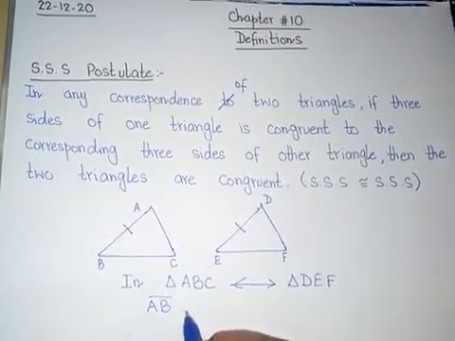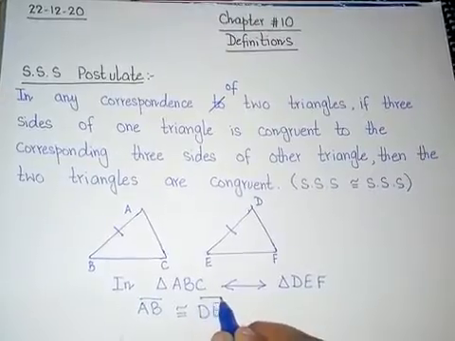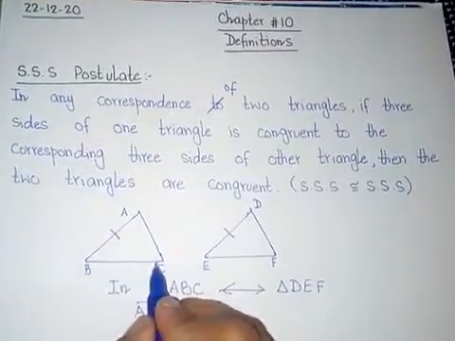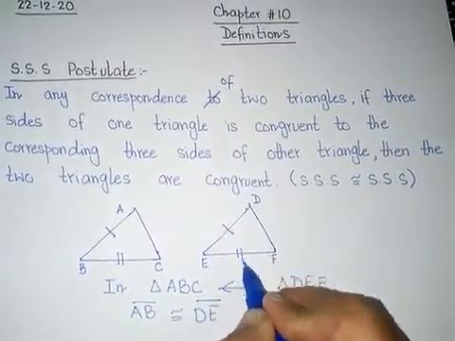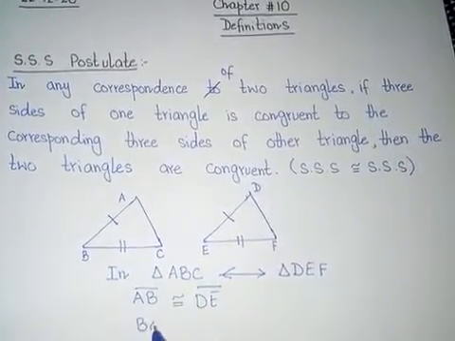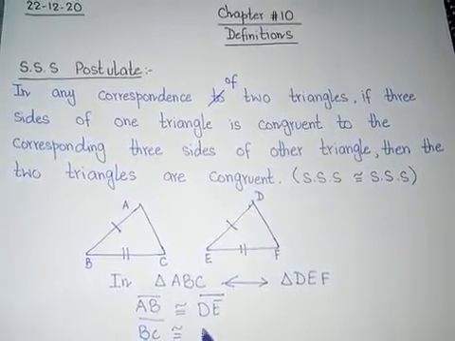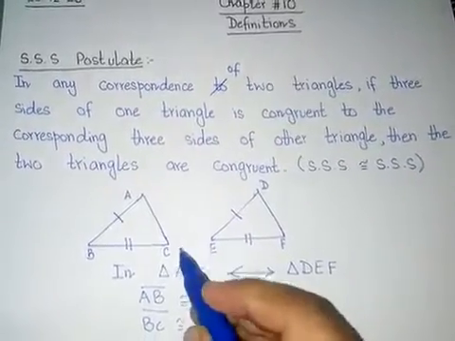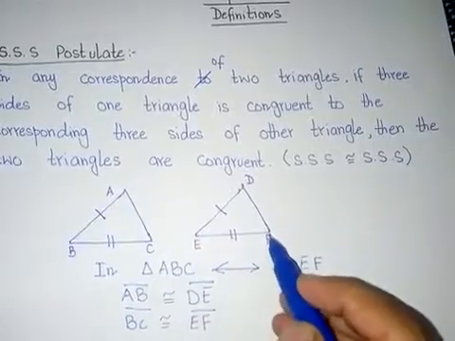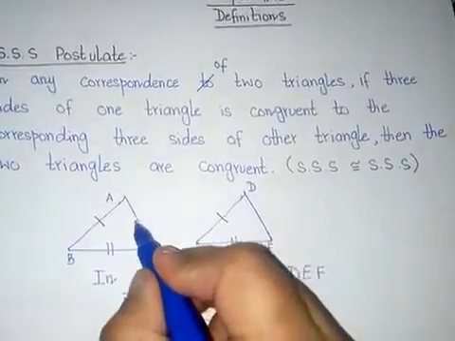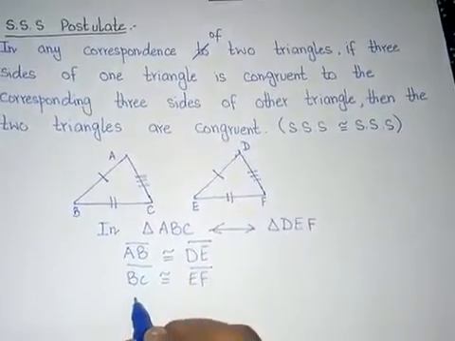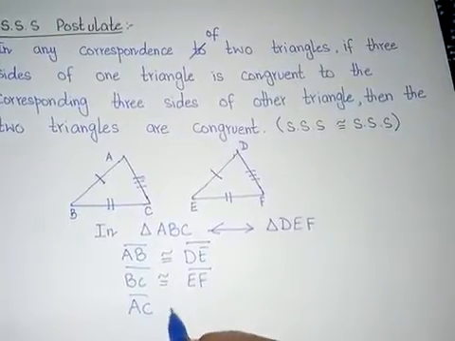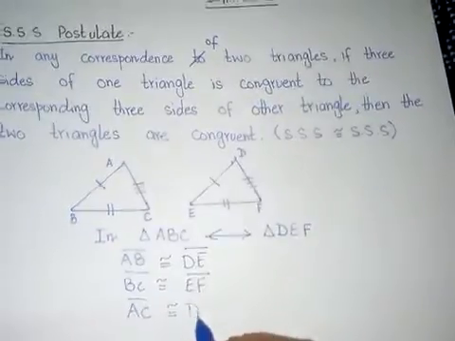AB is congruent to DE. This side BC is common to EF, congruent to EF. BC is congruent to EF. And the third side is CA is congruent to DF. This side is congruent to this one. So I will write AC is congruent to DF.